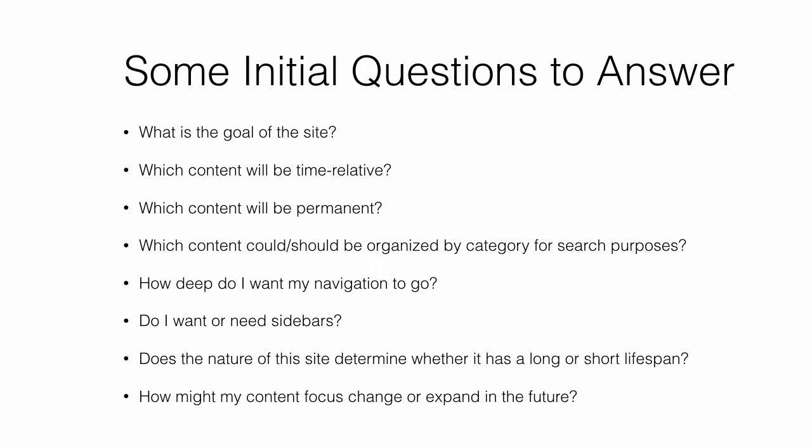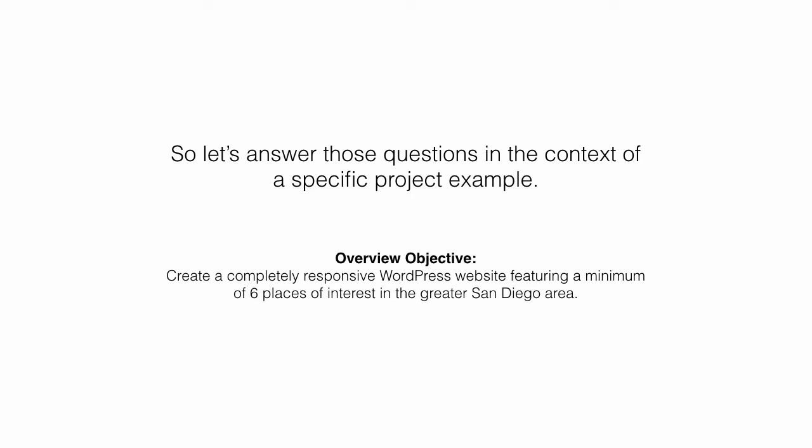These are just some of the things that you can ask yourself when you're first starting a website that will really help you make some decisions about things like navigation, layout, how you want your content to be delivered. Okay, so let's answer those questions in the context of a specific project example. So we're going to use this one: create a completely responsive WordPress website featuring a minimum of 6 places of interest in the greater San Diego area.